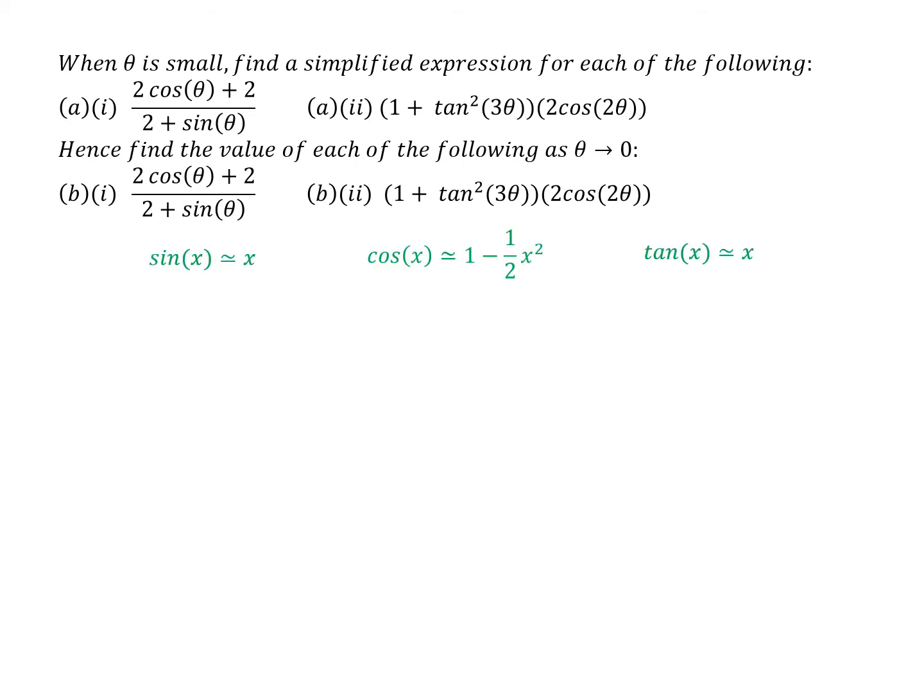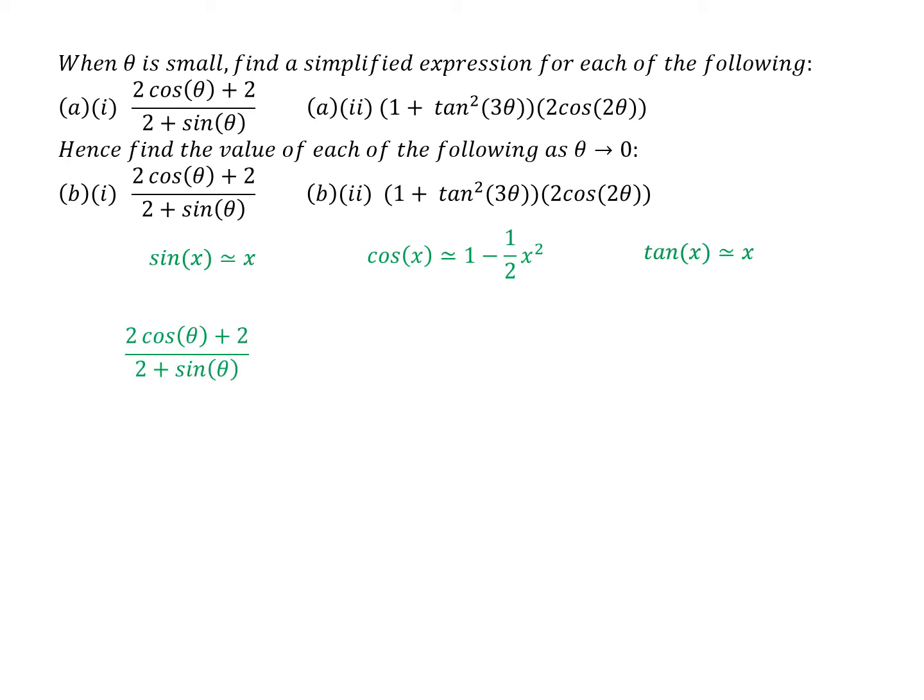So sine x, if x is a small angle, then sine x is approximately the same as x. Cos x is approximately the same as 1 minus half x squared, and tan x is approximately the same as x. You can check these with your calculator, put in a small value of x, and see how close they are. As long as you're in radians, of course. Theta needs to be in radians for these small angle approximations to work.